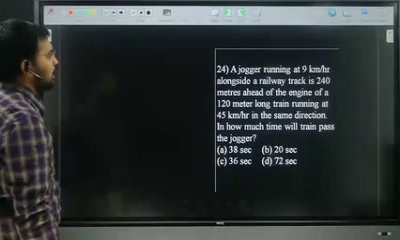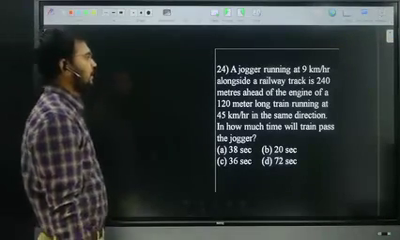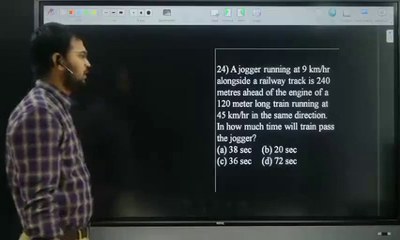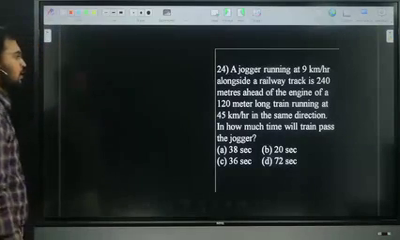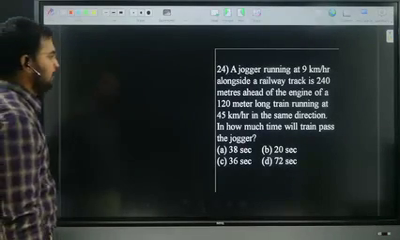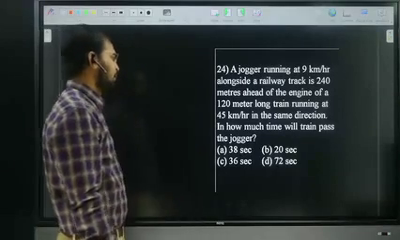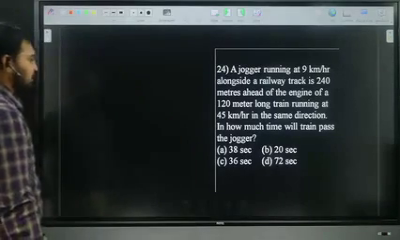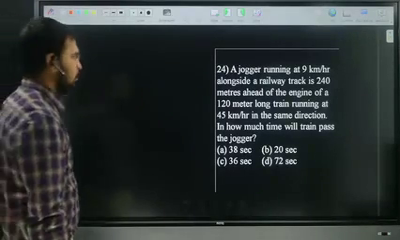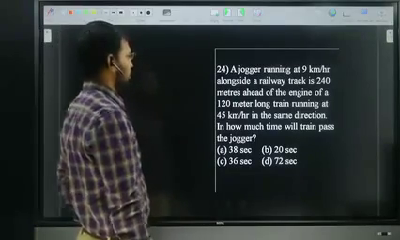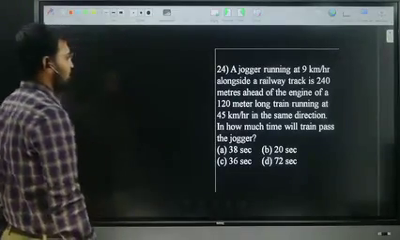A jogger running at 9 km per hour along a side railway track is 240 meters ahead of the engine of a 120 meters long train running at 45 km per hour in the same direction. In how much time will the train pass the jogger? Here the man is in motion, the train is in motion.